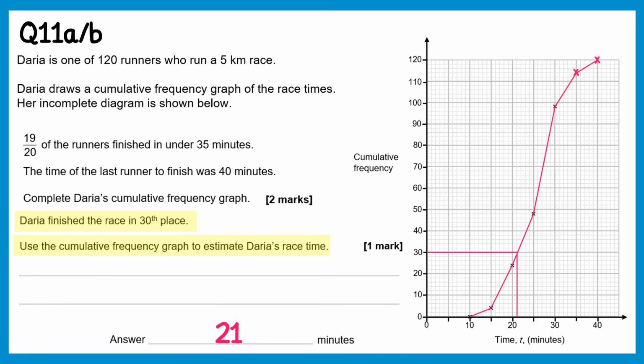In the exam there'll be some level of tolerance, so you may be allowed a value that's close to this, perhaps 20 or 22 would also be acceptable.